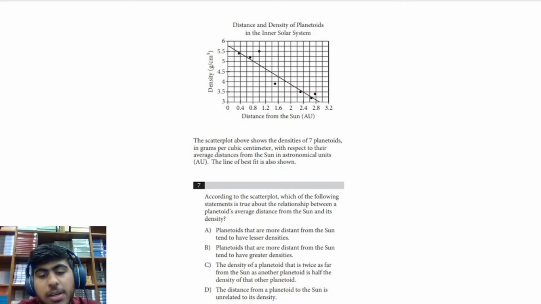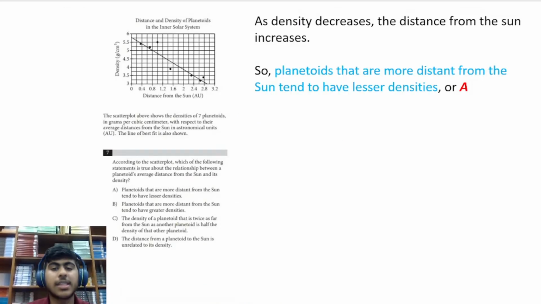And we're told that according to the scatter plot, which of the following statements is true about the relationship between a planetoid's average distance from the sun and its density? Well, we can see that as the density decreases, the distance from the sun increases, which means that planetoids that are more distant from the sun tend to have lesser densities, or answer choice A.